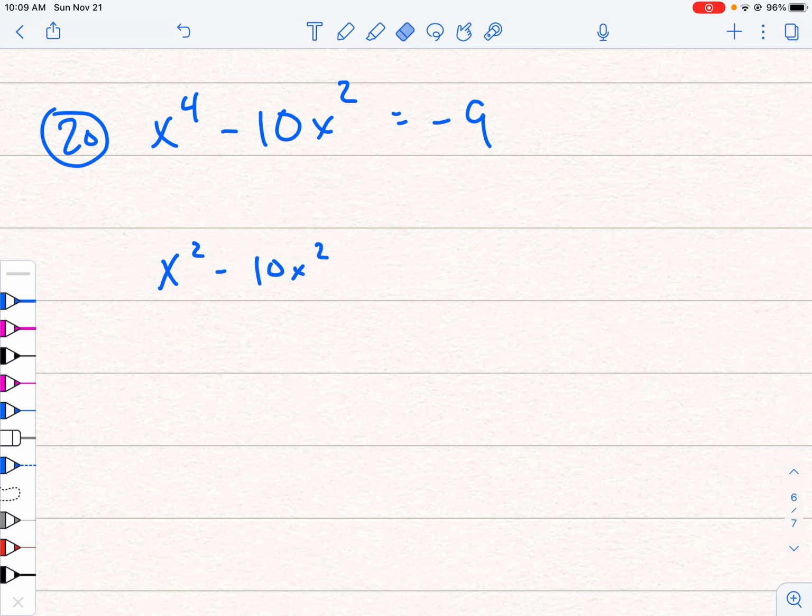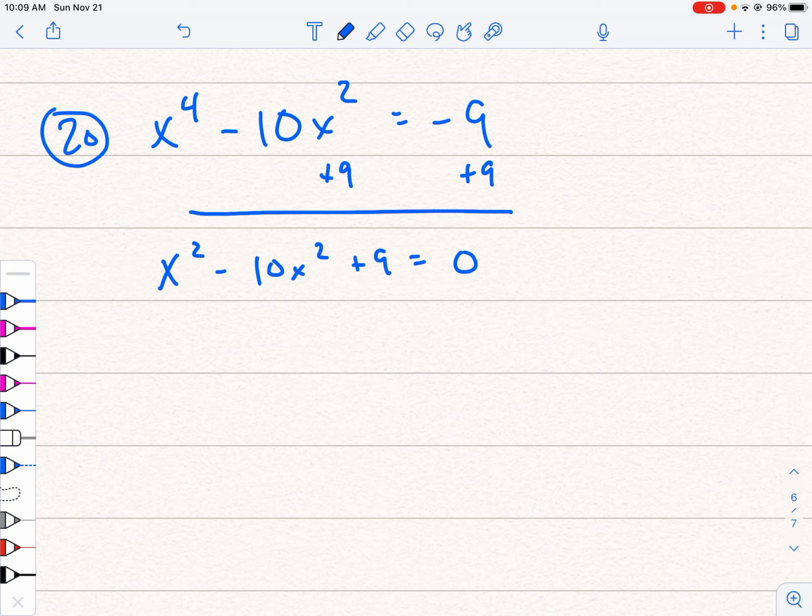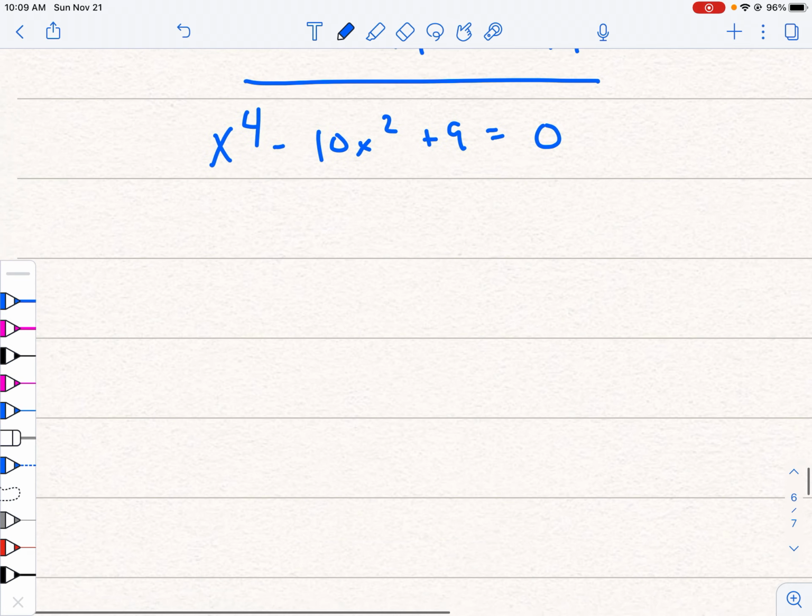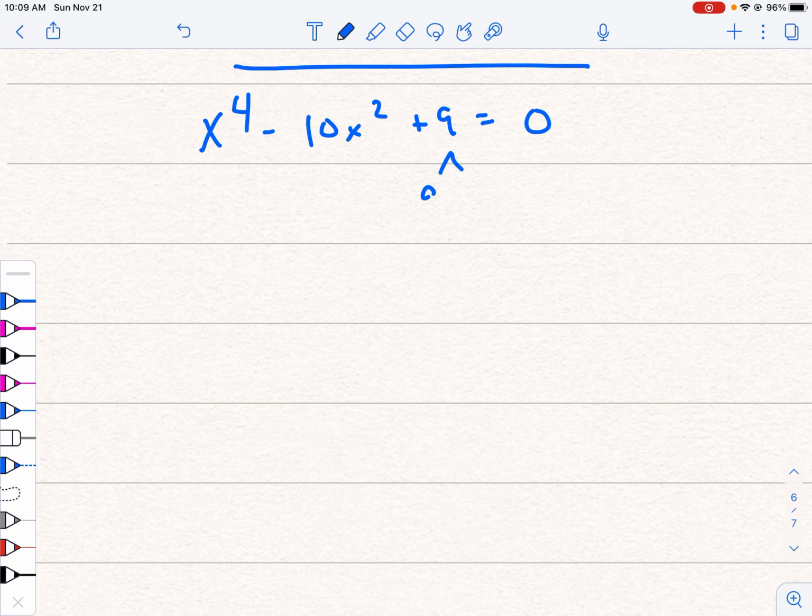I'm imagining I'm going to add 9 to both sides, so plus 9 equals 0. Now I can start factoring. Oop, I made a mistake. This is a 4. Now, I see that this is factorable, right? I see a factor pair of 9 and 1, and 9 plus 1 equals 10. So I'm in pretty good shape here. I think I'm going to be able to factor this thing out.